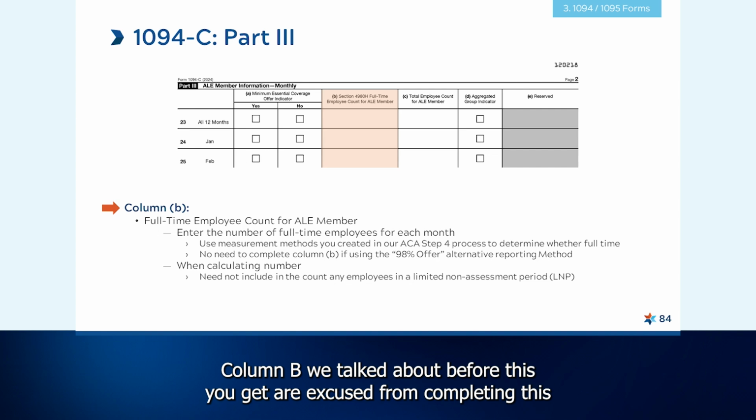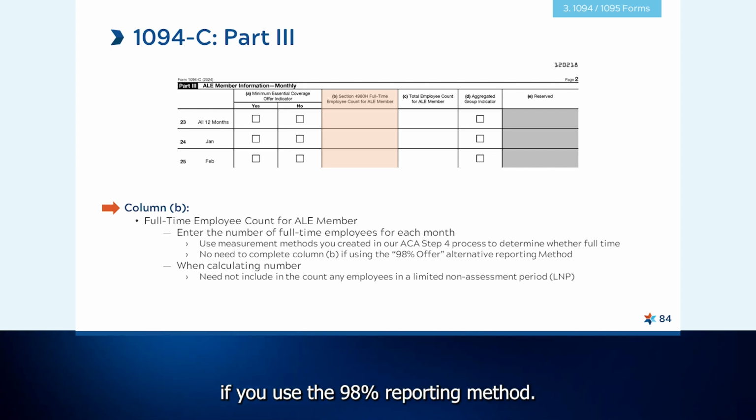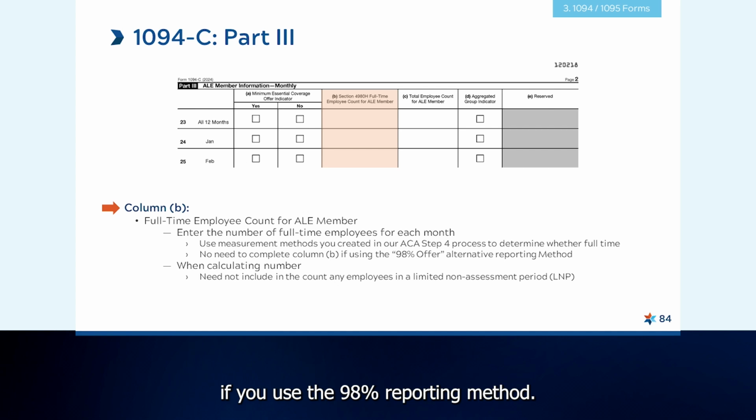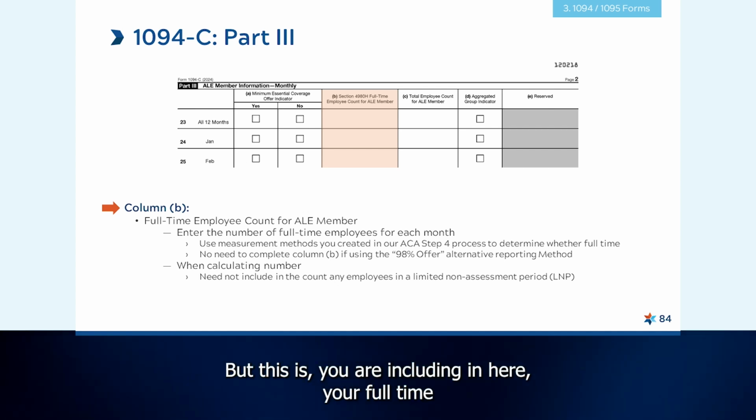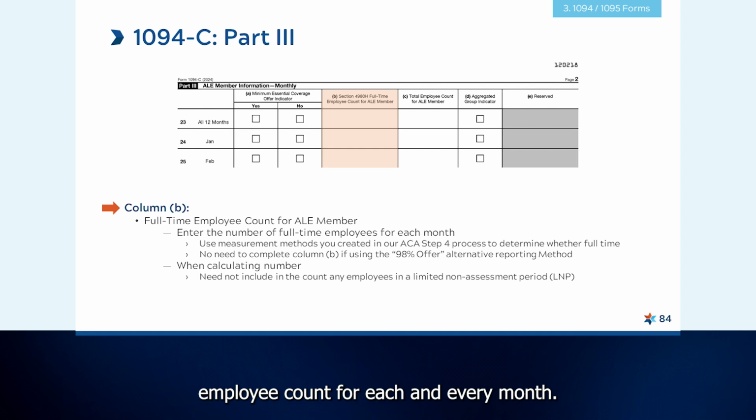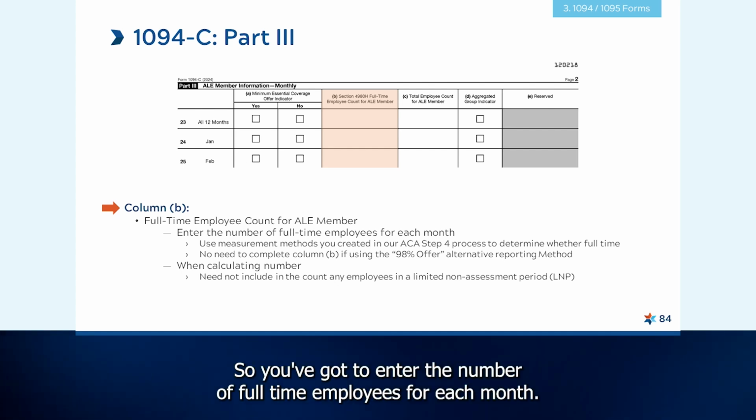Okay, column B, we talked about before. You are excused from completing this if you use the 98% reporting method. But here, you are including your full-time employee count for each and every month. So you've got to enter the number of full-time employees for each month.